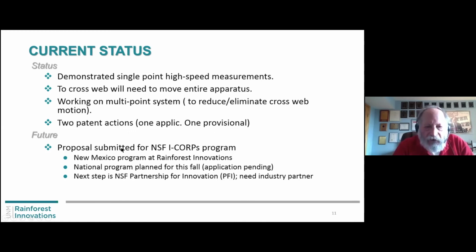And we are going to be participating in the New Mexico Rainforest Innovations I-Corps program that Lisa told you about earlier. This fall, we have applied for the national program. So far, the feedback has been very positive, but we don't know anything for sure yet. And the next step we're looking for is an NSF Partnership Innovation Program. And we need an industry partner for that. So if there are any interested people listening to this, please contact me.